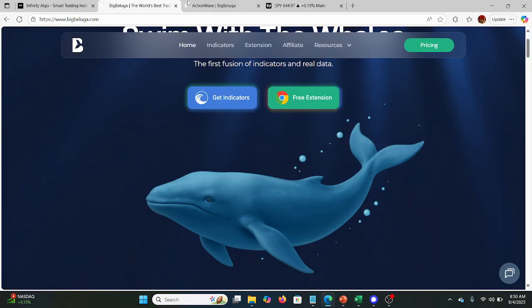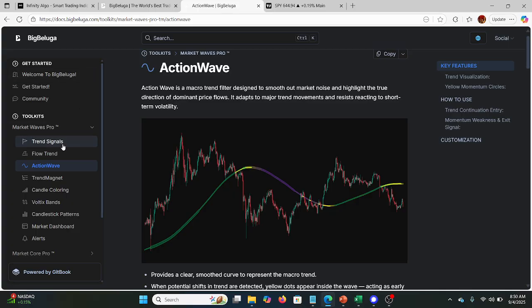So with BigBeluga, let's have a look at something called the ActionWave today. I did the trend signals, so that's the actual signals, like buy, sell type of signals. I did the flow trend yesterday as well, and now I'm doing the action wave right here. So this is the manual, and it's just, here's the action wave. It's a macro trend filter designed to smooth out market noise and highlight the true direction of dominant price flows.